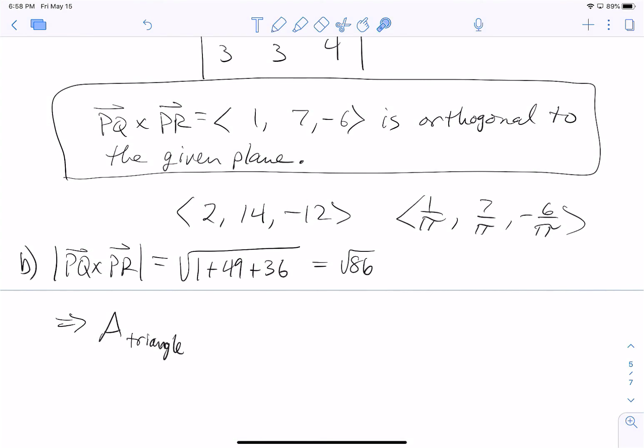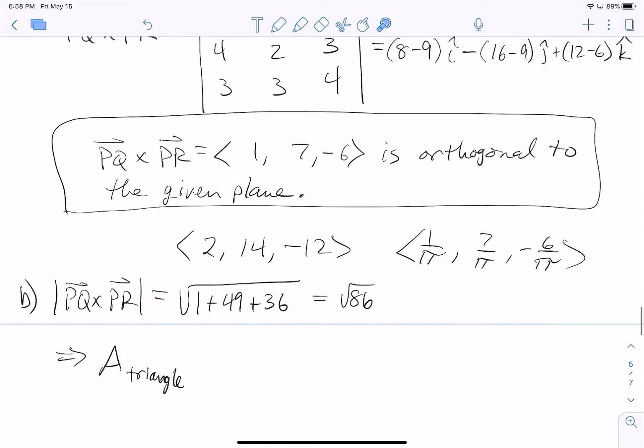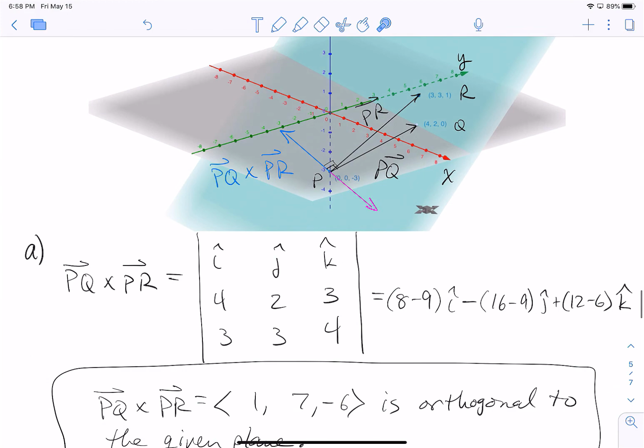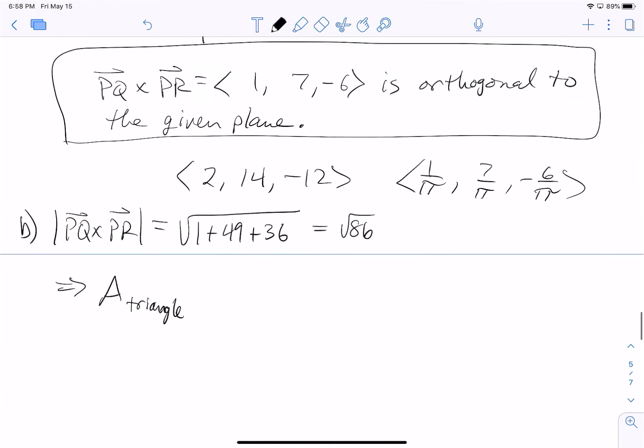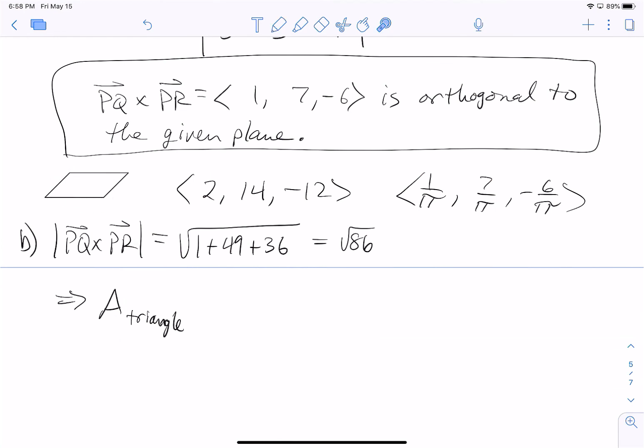Remember that the magnitude of the cross product gives me the area of the parallelogram, and a triangle is half of a parallelogram. See, here I have a parallelogram, and half of it is a triangle. So the area of the triangle is the square root of 86 divided by 2.